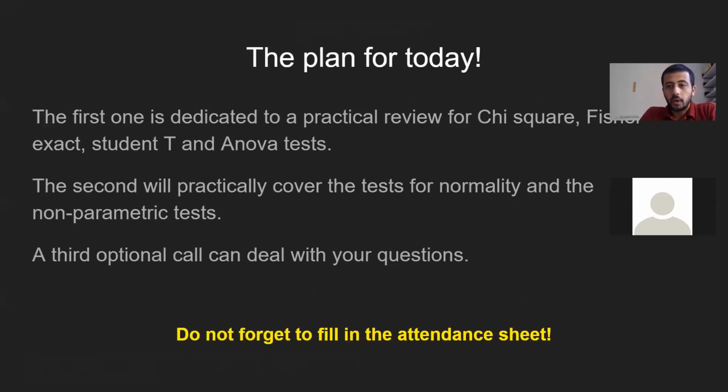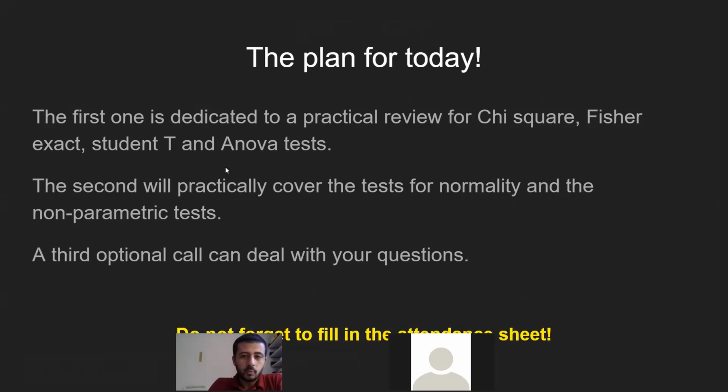Today we are going to revise chi-square, Fisher exact test, student T test, and Anova test. We will also learn the new concepts of the test for normality. How can we find out if the data we have are normal or parametric enough to do the parametric tests? Because the student T test and Anova tests are parametric tests, okay? And if they are not normal, we will move on to the non-parametric tests, okay?